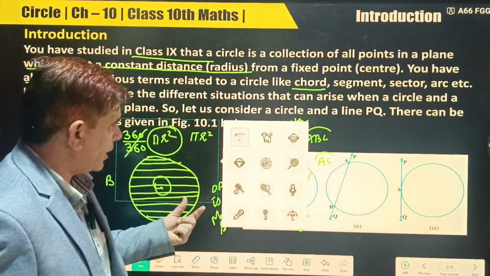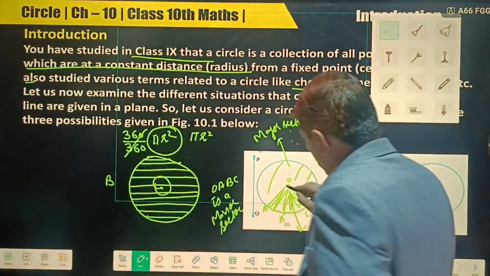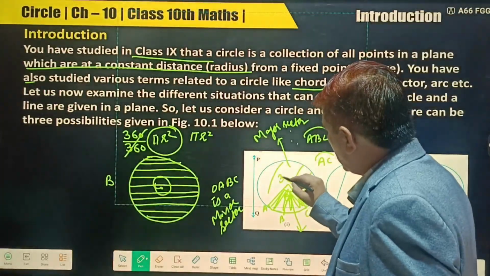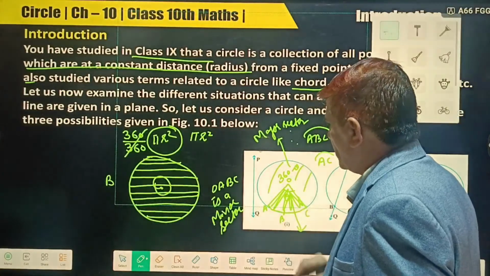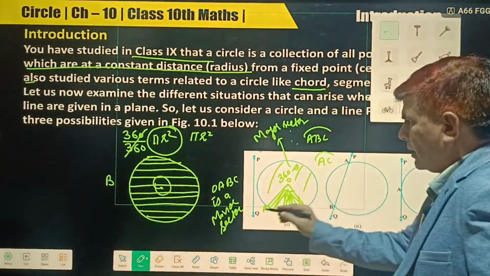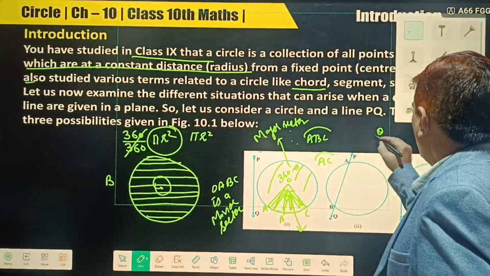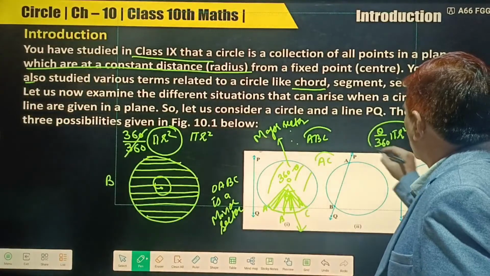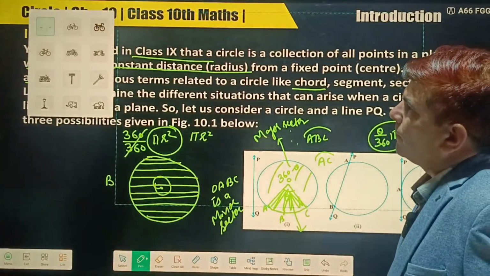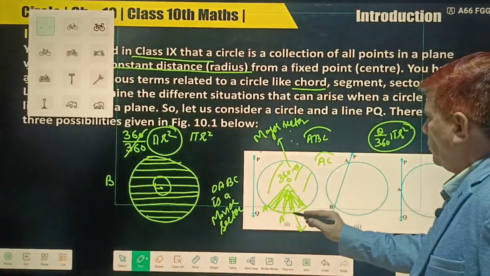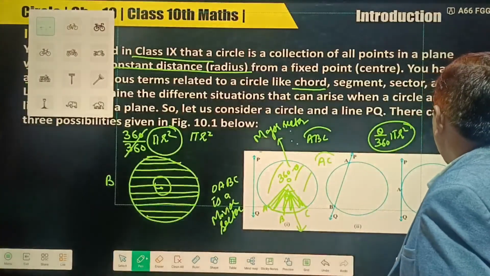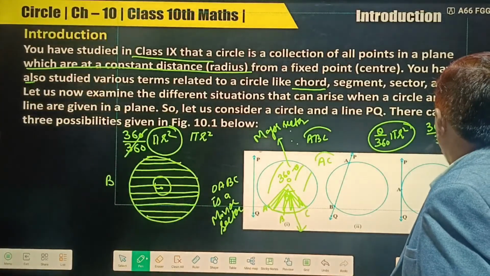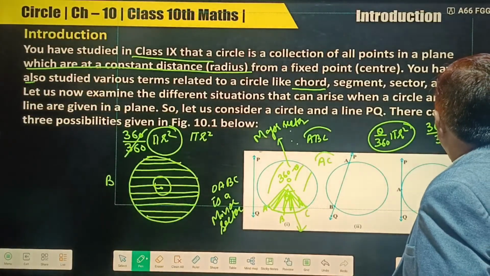So we have to find out the area of this sector. How much angle is formed? Theta. And this is 360 minus theta. So the area of the minor sector is theta by 360 into pi r square. Similarly, the area of the major sector is 360 minus theta by 360 into pi r square.